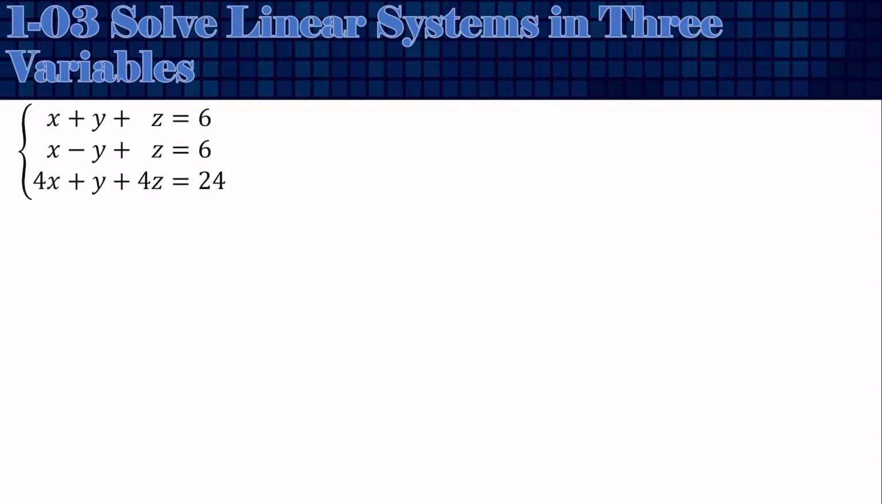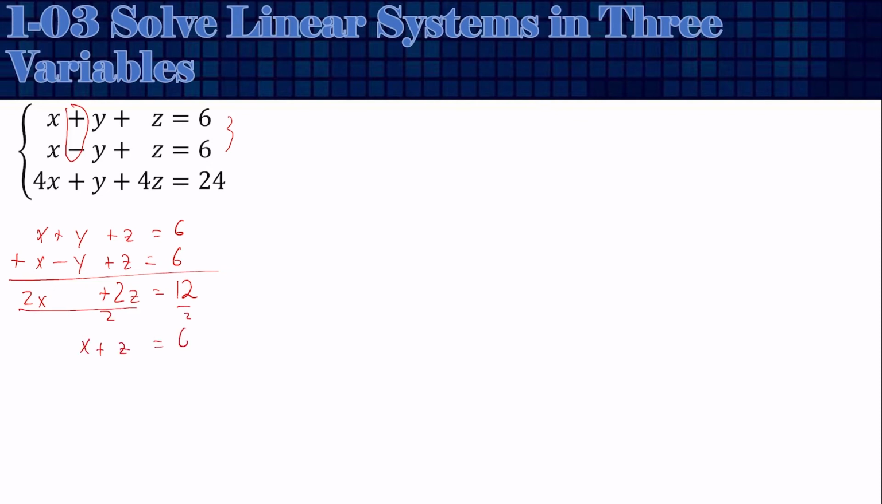Let's try another. All right, if I take these first two, it's convenient just to add them because the y's will disappear because I have a plus y and a minus y. So let me just copy them down. And let's add these. x and x is 2x. y's cancel out. z and z is 2z. 6 and 6 is 12. Notice these are all divisible by 2, so just to make life easier, I'm going to divide them all by 2. There we go.